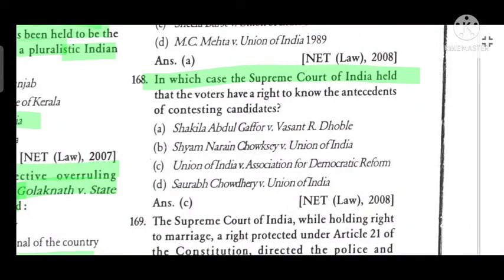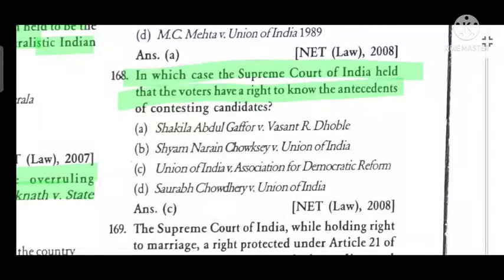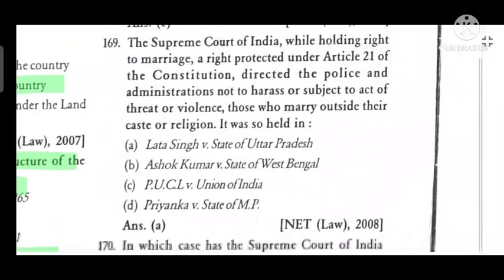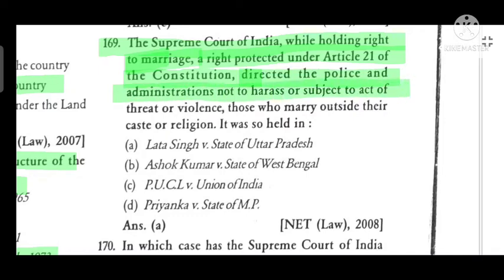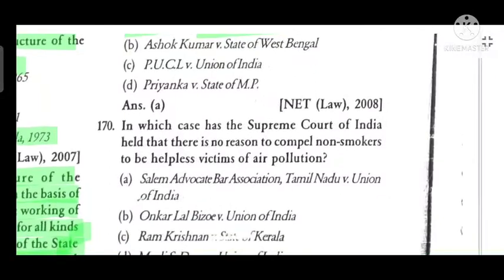In which case did the Supreme Court of India hold that voters have the right to know the antecedents of contesting candidates? Union of India versus Association for Democratic Reforms. The Supreme Court of India, while holding the right to marriage to be protected under Article 21 of the Constitution, directed the police and administration not to harass or subject to threats or violence those who marry outside their caste or religion. It was so held in Lata Singh versus State of Uttar Pradesh.